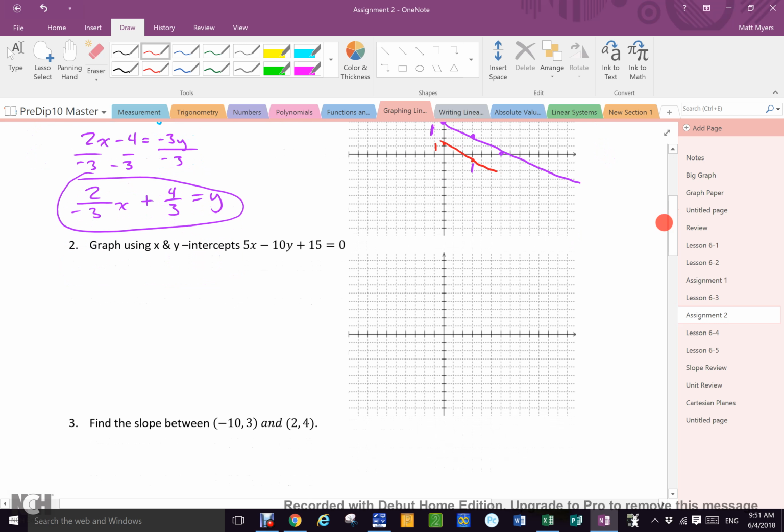All right. Graph using x and y intercepts. An x-intercept means there's an x value, yes? But it means there's no y value. So it's 5x plus 15 equals 0. 5x equals negative 15. X equals negative 3. A y-intercept means there's no x value. Negative 10y plus 15 equals 0. Negative 10y equals negative 15. Y equals 1.5.